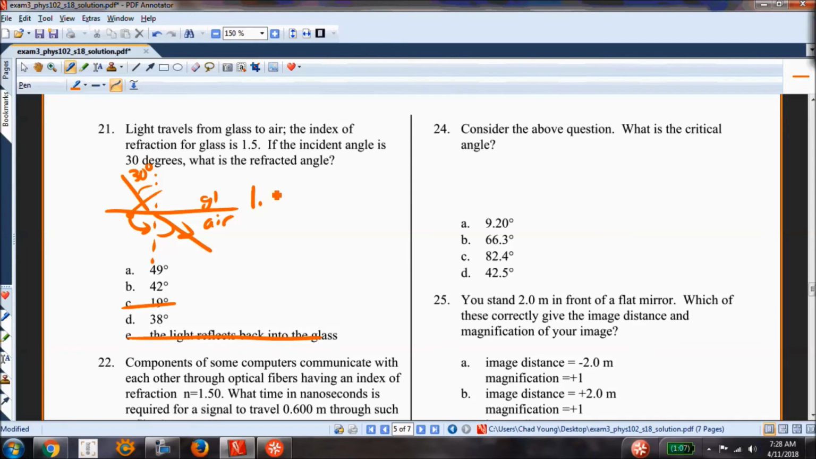So I have 1.5 sine of 30 equals 1 sine of theta, and I solve that for theta. It's the inverse sine of 0.75, which is 49 degrees. A is 21.